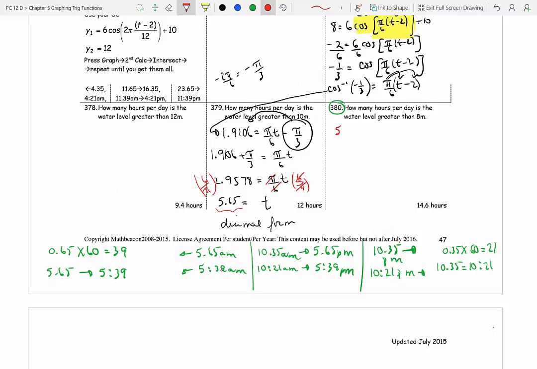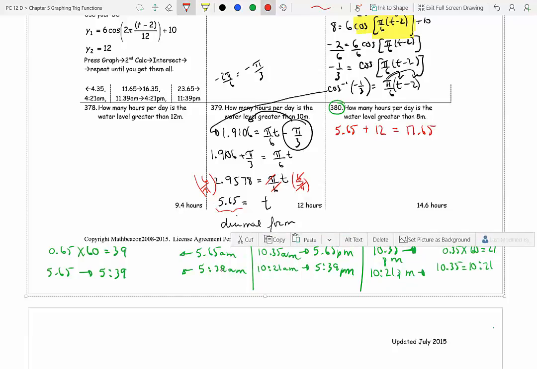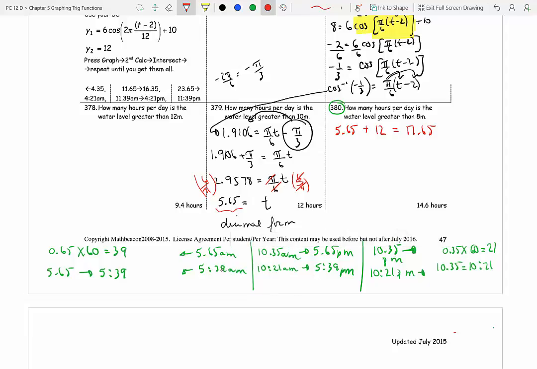Okay, so 5.65 plus 12 gives us 17.65 hours. Okay, and now we want to take the difference between that and our 10.35. Okay, so 17.65 minus 10.35, and we get a difference of 7.3 hours.